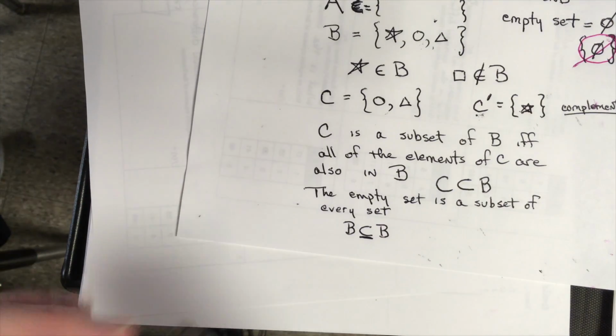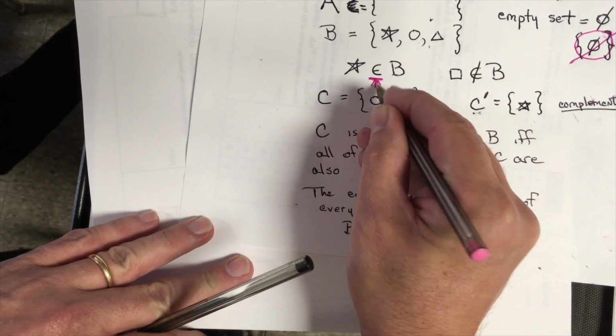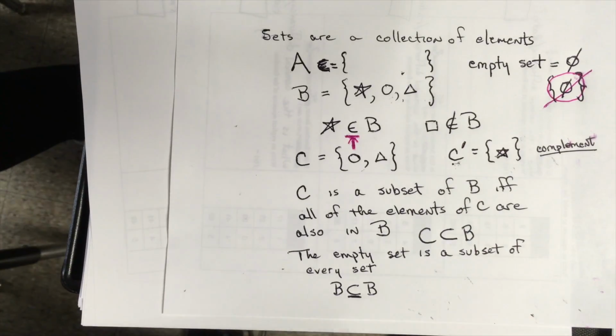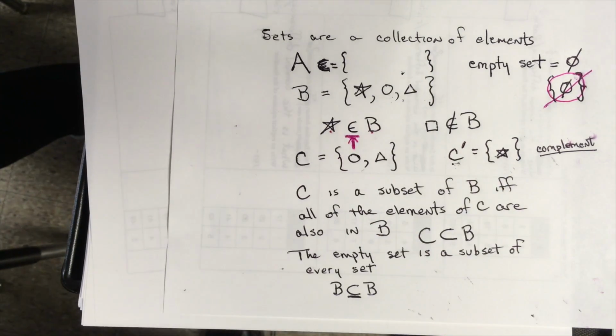Yes. What does the backwards 3 mean? Ah, this symbol right here is element. It's not so much a backwards 3 as it is a modified E for element. So the star is an element of the set B.